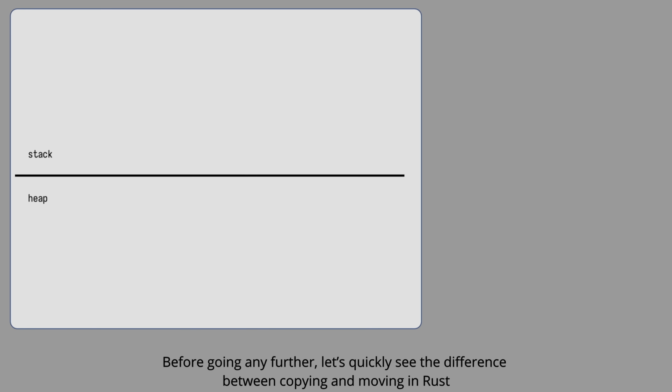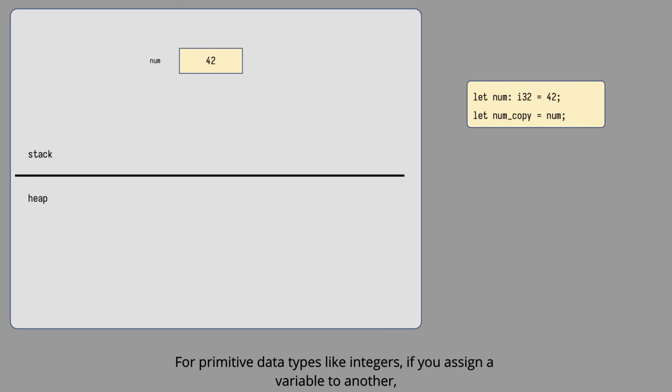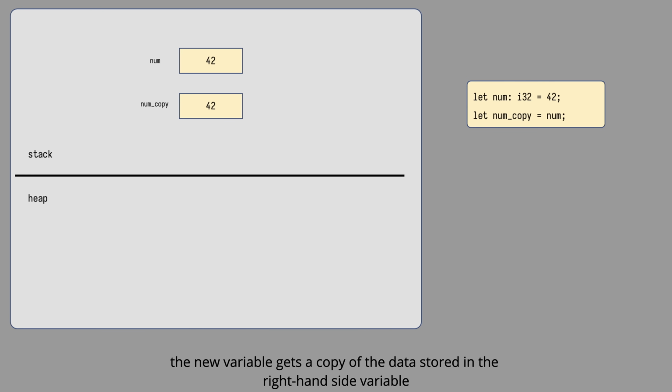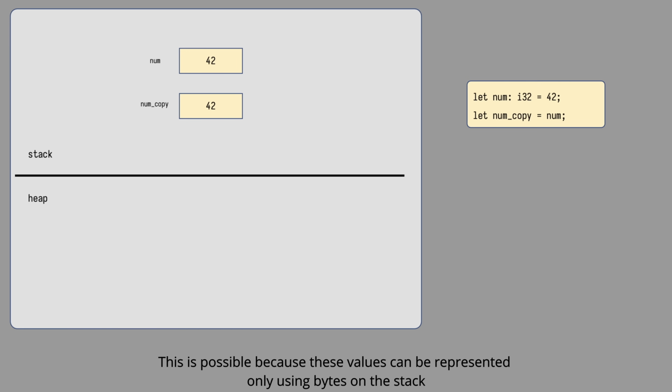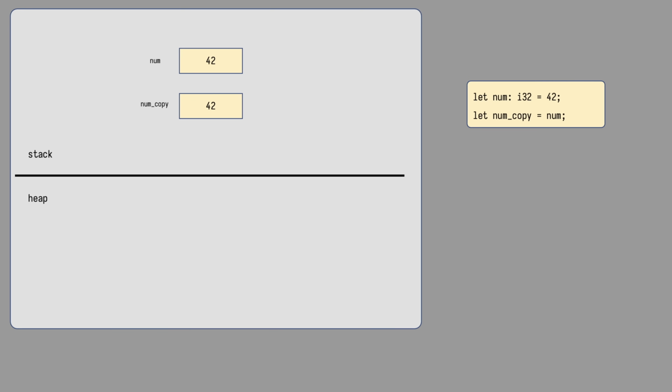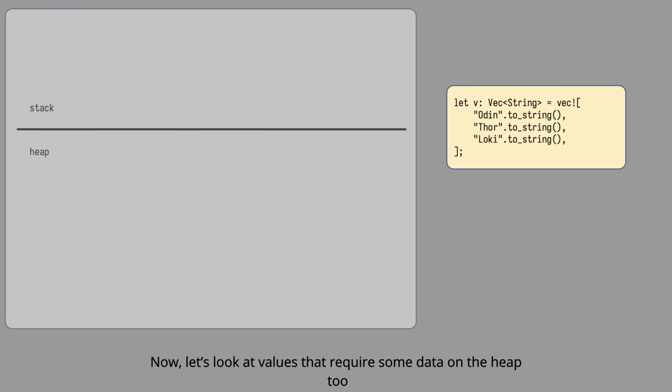Before going any further, let's quickly see the difference between copying and moving in Rust. For primitive data types like integers, if you assign a variable to another, the new variable gets a copy of the data stored in the right-hand side variable. Rust does a bit-by-bit copy of the value here. This is possible because these values can be represented only using bytes on the stack. Rust allows you to use both variables in later parts of your code. The stack frames are automatically cleaned up when a function returns. Now, let's look at values that require some data on the heap.